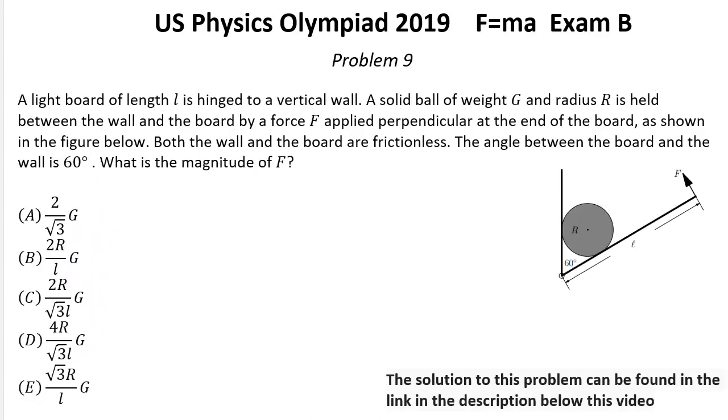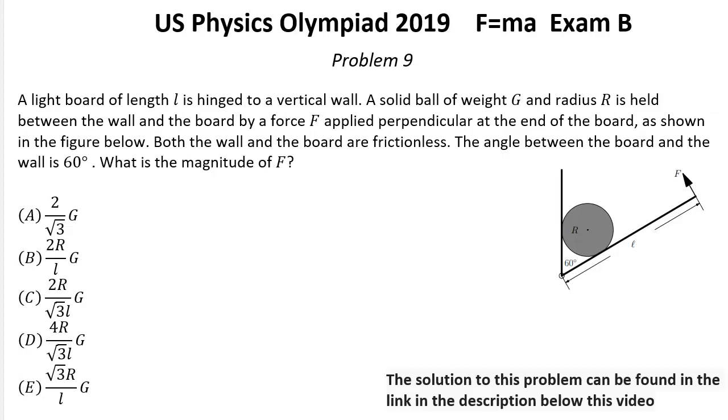Problem number 9. The light board of length L is hinged to a vertical wall. A solid ball of weight G and radius R is held between the wall and the board by a force F applied perpendicular at the end of the board, as shown in the figure below. Both the wall and the board are frictionless. The angle between the board and the wall is 60 degrees. What is the magnitude of force F?